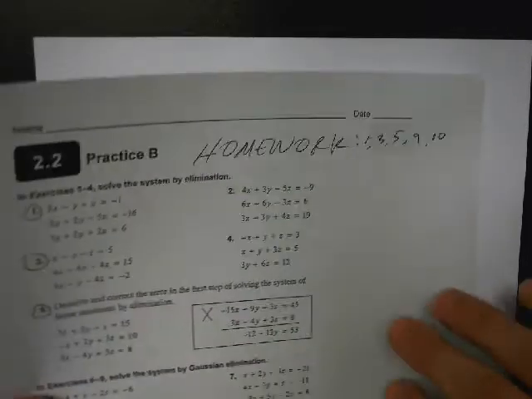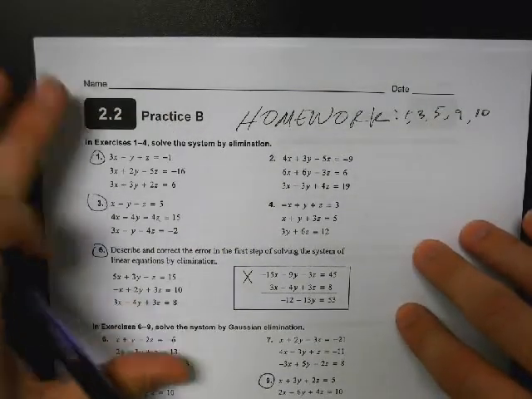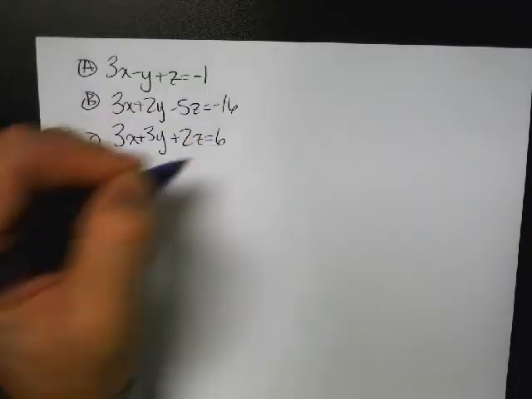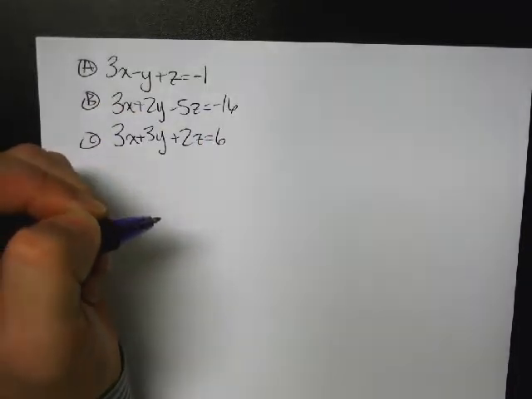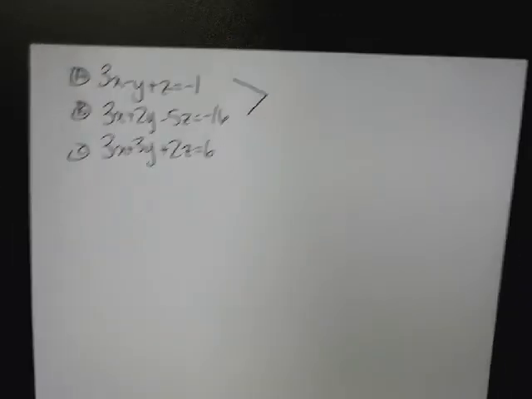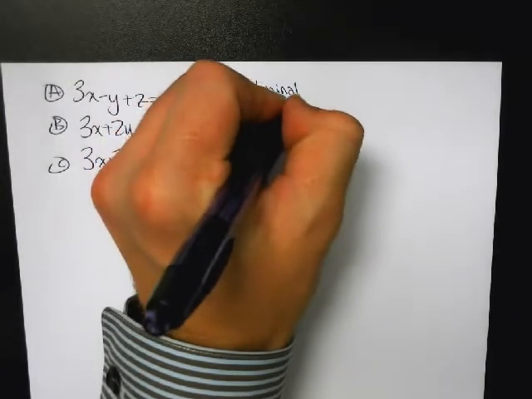We'll work on problems 1, 3, 5, 9, and 10. I'm going to start with problem 1 first. We're going to copy it down on a separate sheet of paper. Label each equation A, B, and C so that they stay in your head correctly. Now that we've got our equations, we can just work with A and B first. Remember, our goal is to eliminate Z.